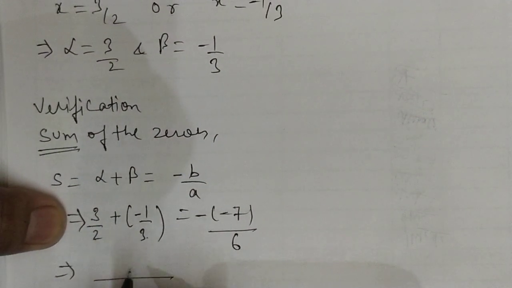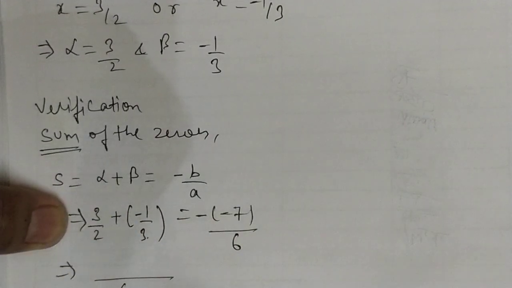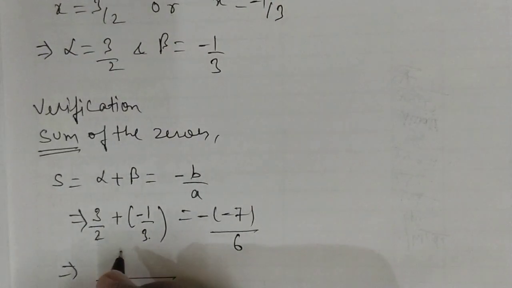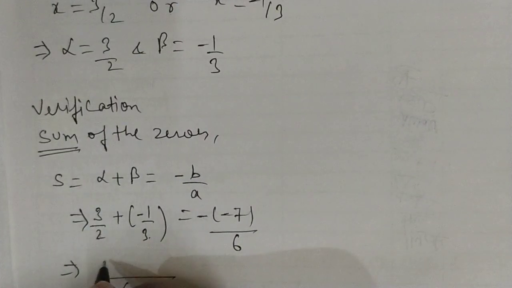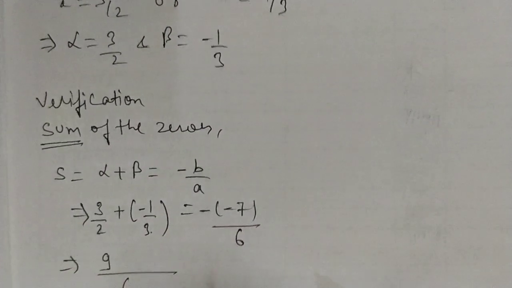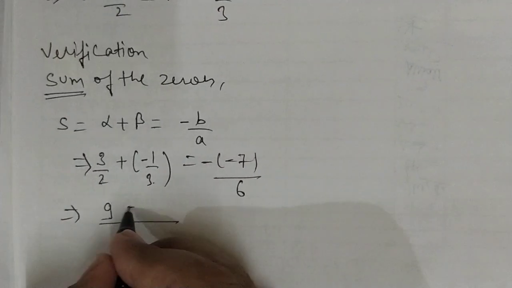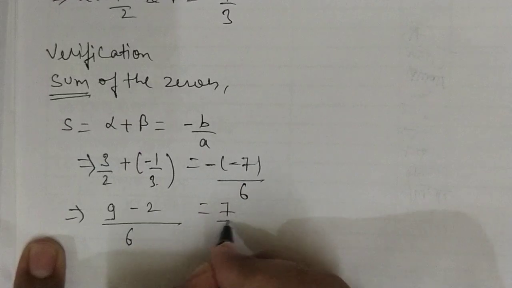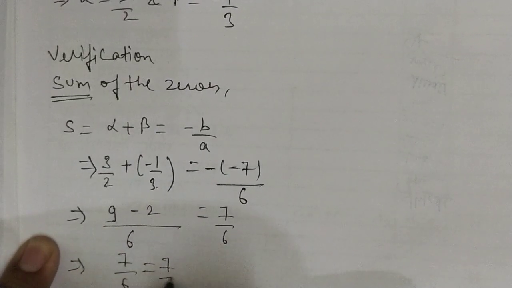LCM of 2 and 3 will be 6. Now if I divide 6 by 2, we will be getting 3, and 3 into 3 is 9. When we divide 6 by 3, we will be getting 2, and if I multiply 2 with 1, we will be getting minus 2. Minus minus becomes plus. So 7 by 6. Here also 9 minus 2, 7 by 6 equal to 7 by 6.